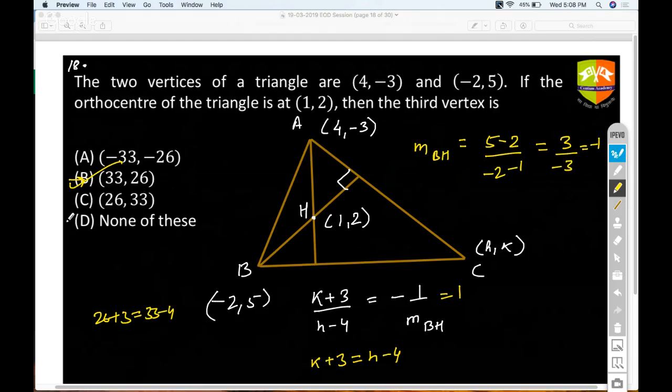However, if you want to be sure that it is not none of these, you can again do the slope of AH is negative reciprocal of the slope of BC, which will end up giving you the same answer. So it's an easy question. Let's not spend too much time on this.